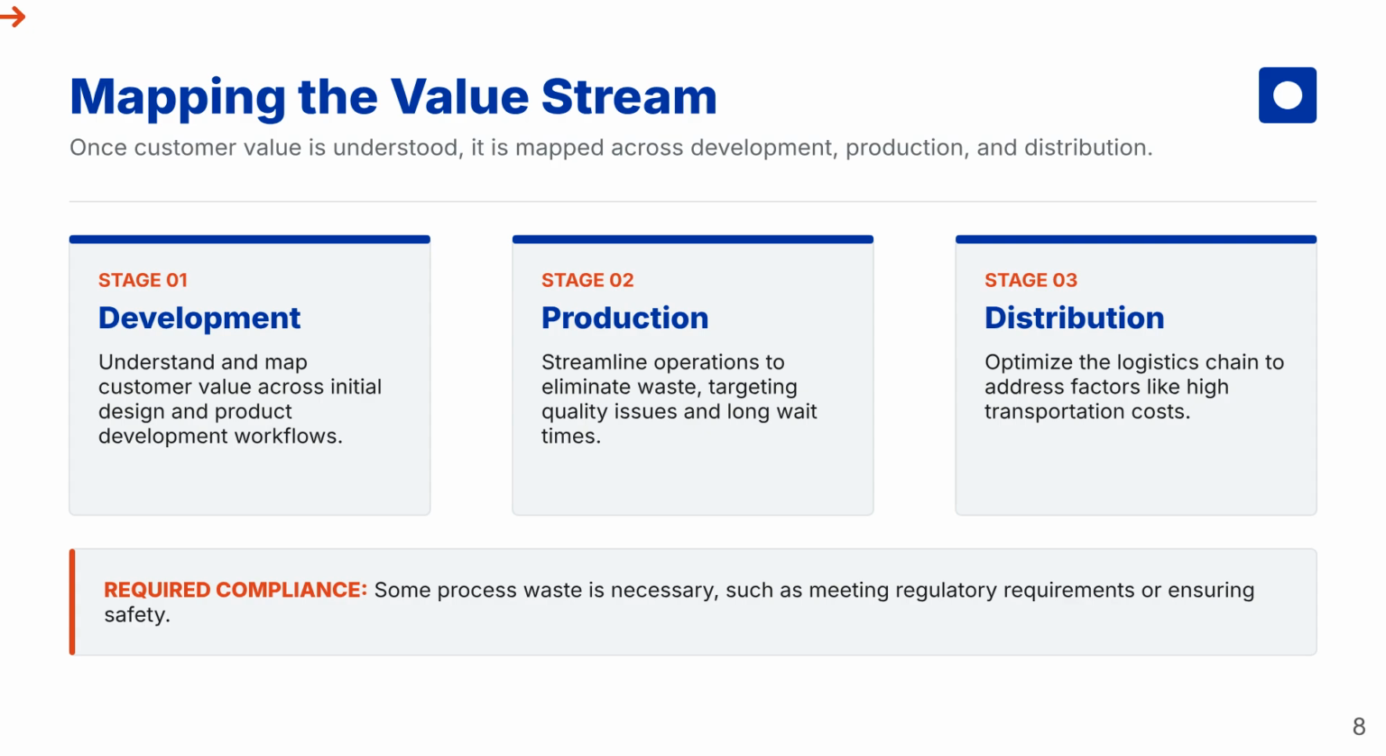The final stage is distribution. Even if a product is designed and manufactured perfectly, it provides little value if it does not reach the customer efficiently. Therefore, organizations optimize transportation, inventory management, and logistics to ensure timely delivery while keeping costs under control.